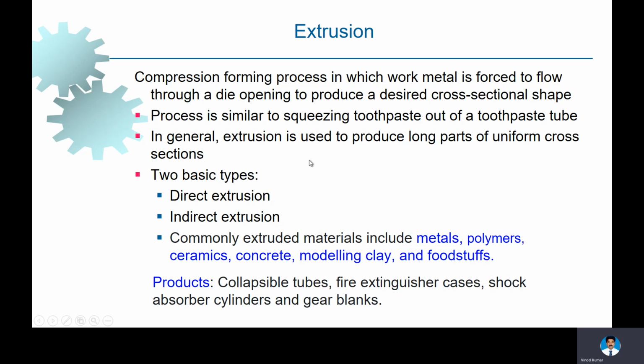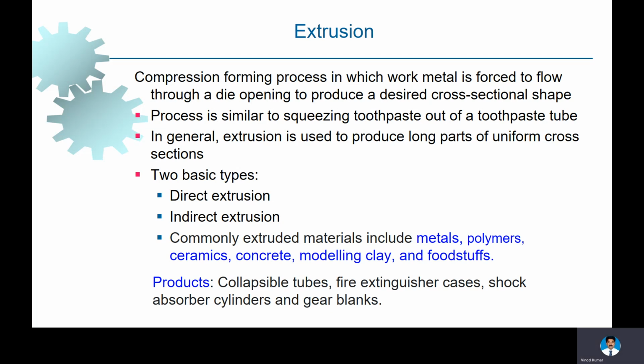Extrusion means compression of metal through a die opening to produce a desired cross-sectional shape. It's a forming process in which metal is forced through a die opening to produce the desired cross-sectional shape, and normally the cross-section will be uniform. So a production process in which we produce a uniform cross-sectional shape by forcing metal through a die opening is called extrusion. The shape of the product to be produced will be equal to the shape of the die opening.